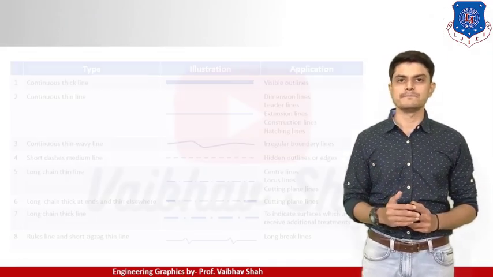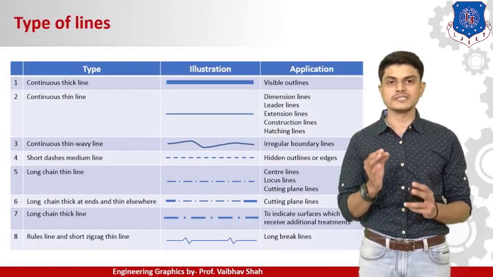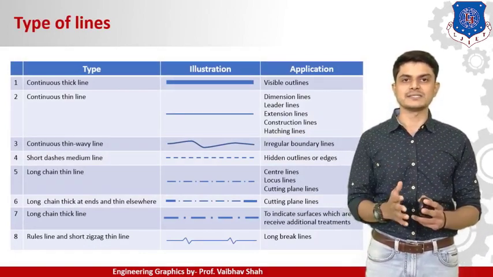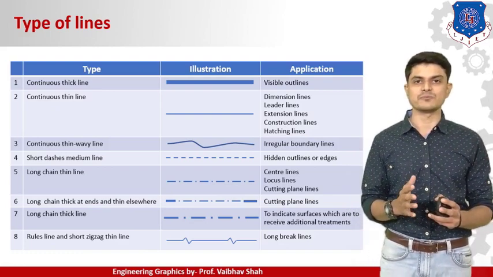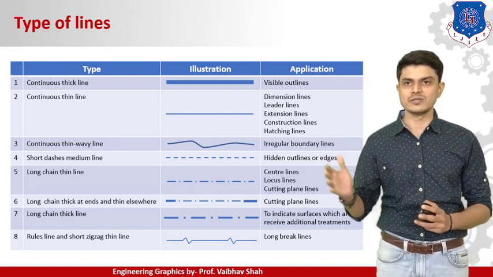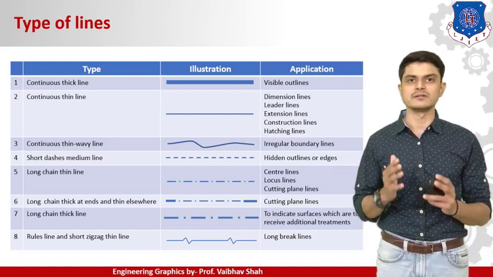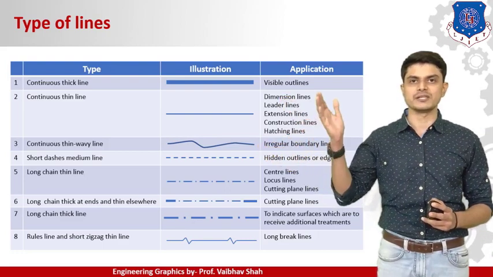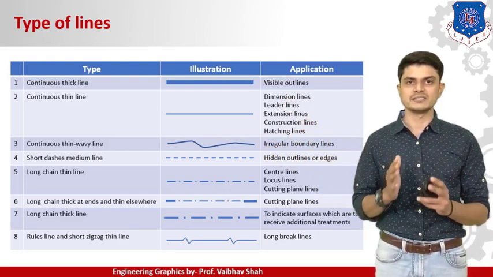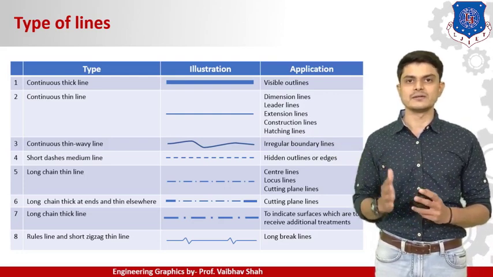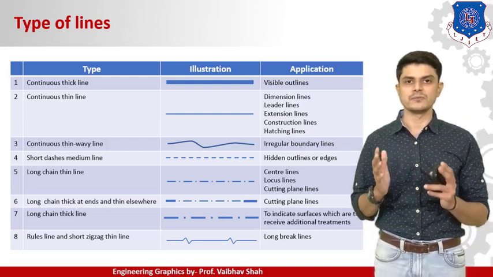Now let us move ahead and see the most important theory for your examination. It is many times asked in your examination: describe the types of lines used in engineering applications. There are a total of 9 types of lines available in the usage of application. We will have first the type, second the illustration, and third the application. You need to make this table in your drawing sheet, and you need to write whatever I have written here. You need to remember this table.